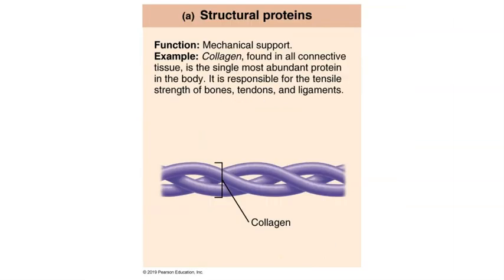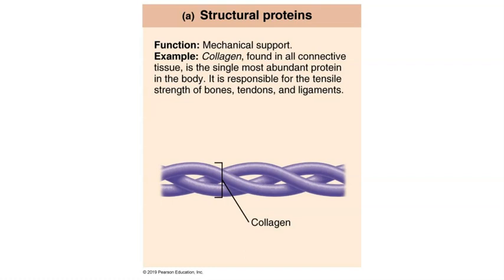So looking at structural proteins, some proteins, their structure resembles a fiber. That is, these are called fibrous proteins, and their structure kind of resembles a rope. These are very rope-like in both their structure and their function because they function in mechanical support.